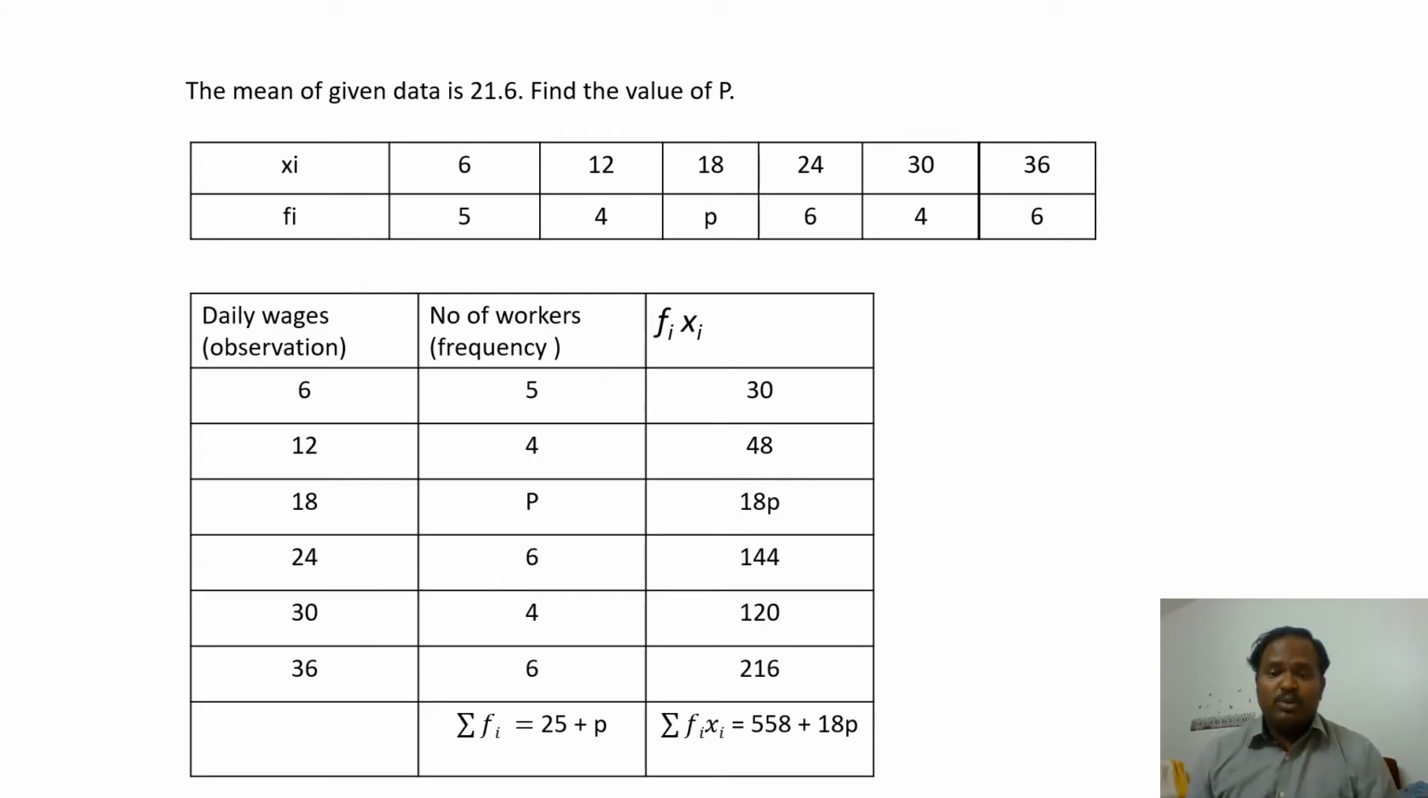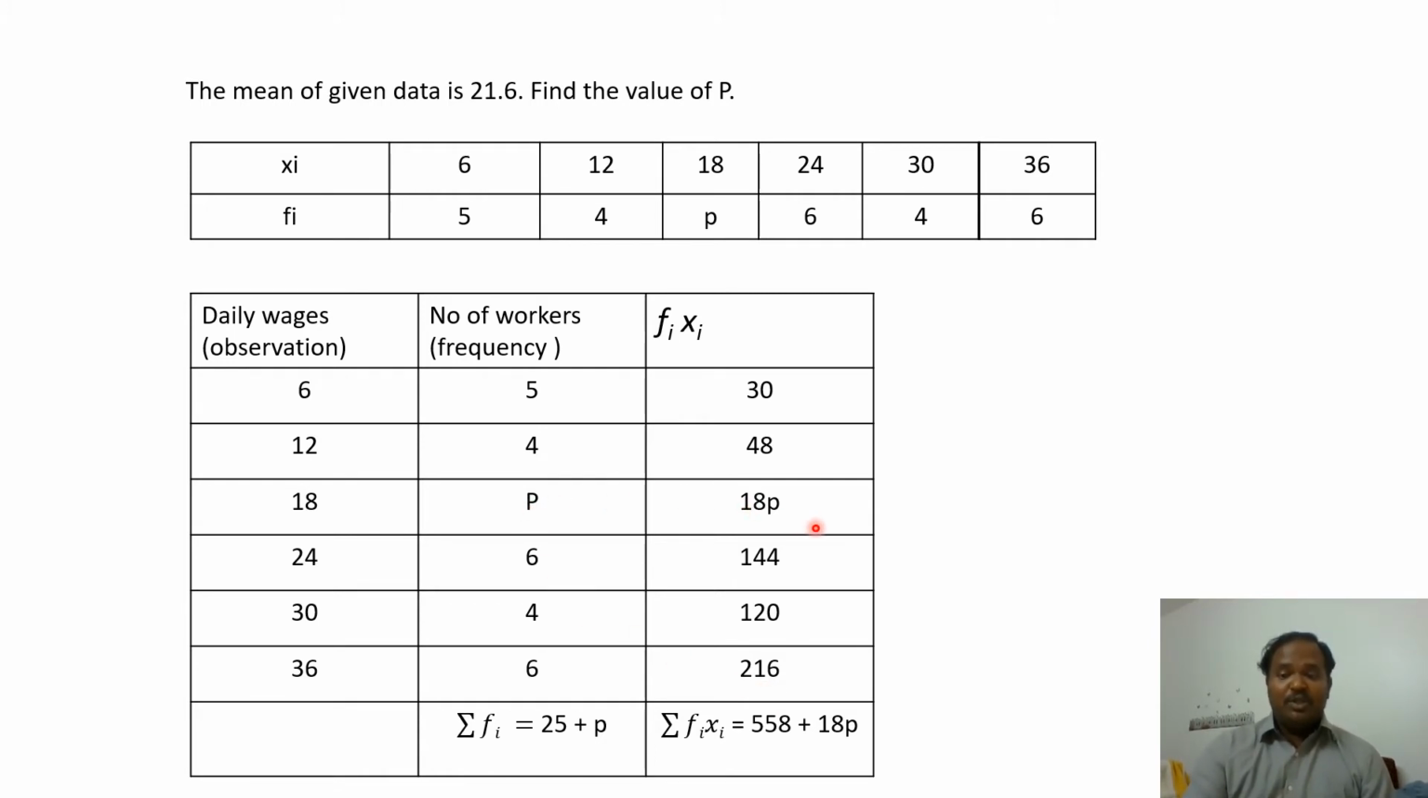All the values have been given in this tabular column, so we'll go one by one. The first one, 6 times 5 is 30, 12 times 4 is 48, very simple to do, and then 18 times p, which is the unknown value, so you just keep it as 18p. Then 24 times 6 is 144, 30 times 4 is 120, 36 times 6 is 216. Everything is the same as what we did in the earlier step except for that variable p.